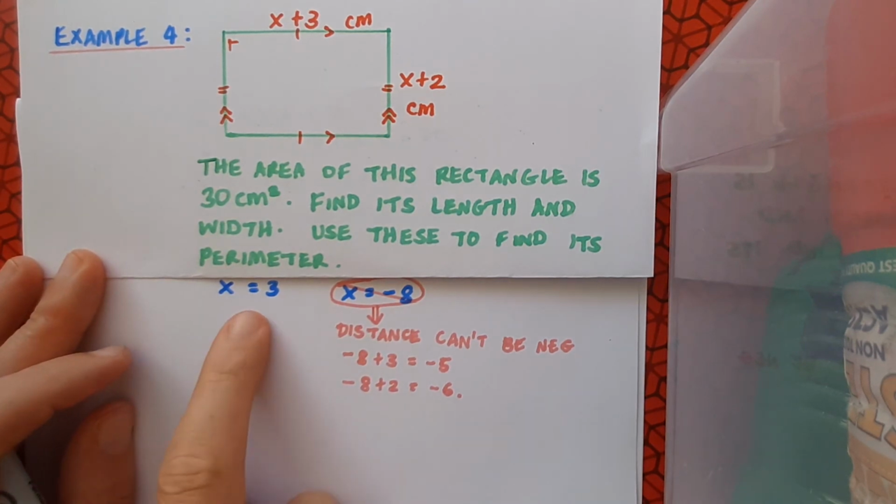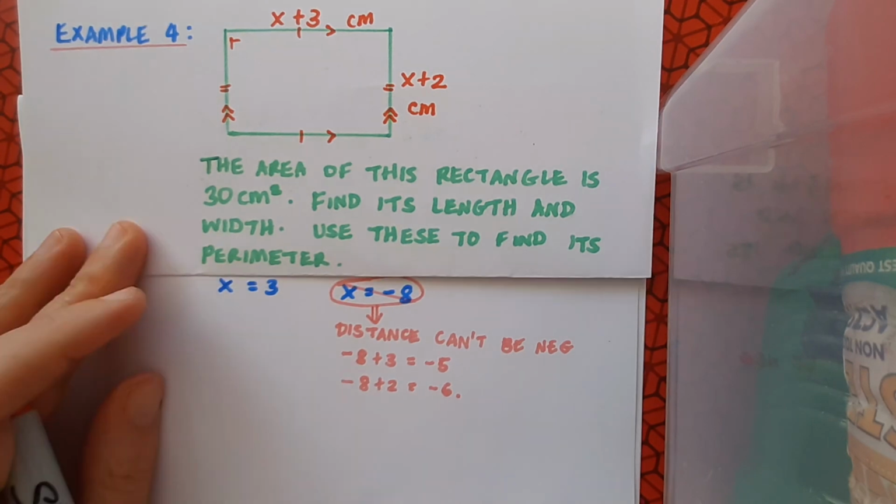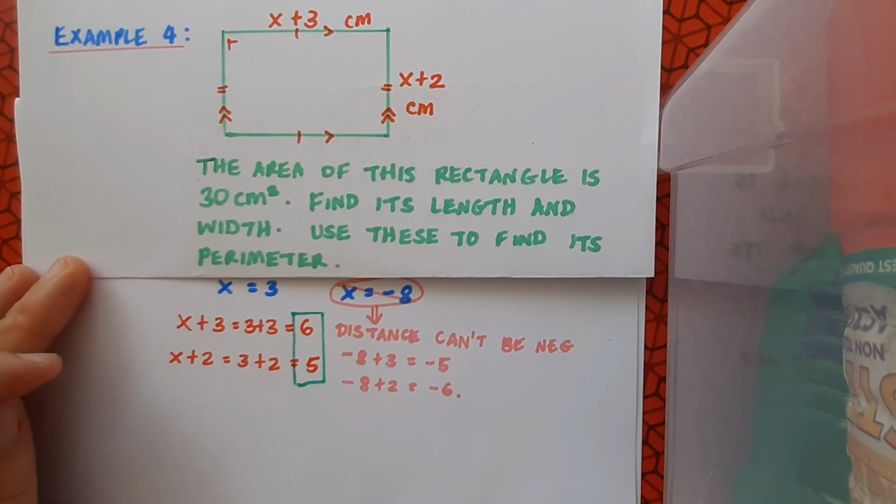But x equals 3 doesn't cause that problem, so I can accept that as an answer, and I can use it to work out my length and width. So when I find x plus 3 and x plus 2 using x equals 3, I get 6 and 5. So 6 is the width and 5 is the length. And I'm going to be able to use these now to find the perimeter.